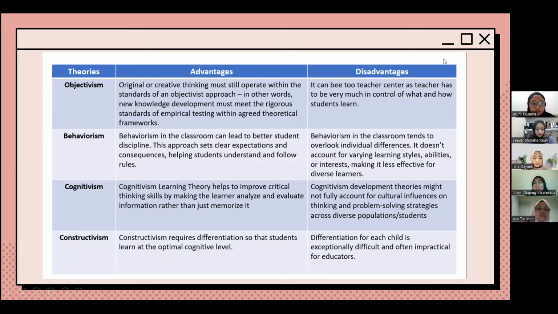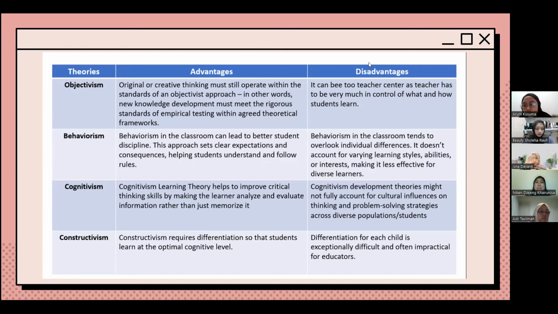of these four concepts. The first one, the advantages of objectivism. Original or creative thinking must still operate within the standards of an objectivist approach. In other words, new knowledge development must meet the rigorous standards of empirical testing within agreed theoretical frameworks. However, for the disadvantages of objectivism, it can be too teacher-centered, as the teacher has to be very much in control of what and how the student learns.